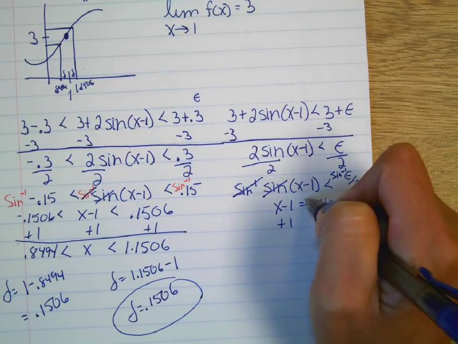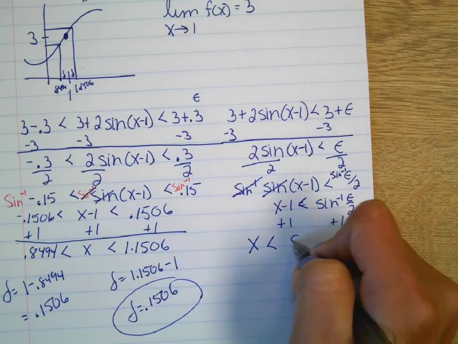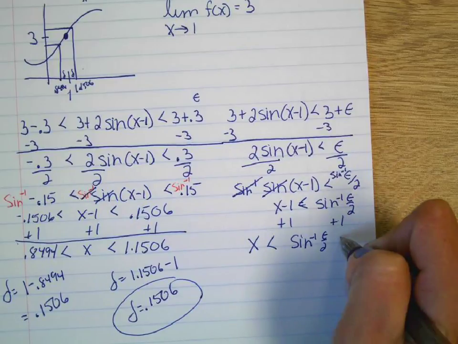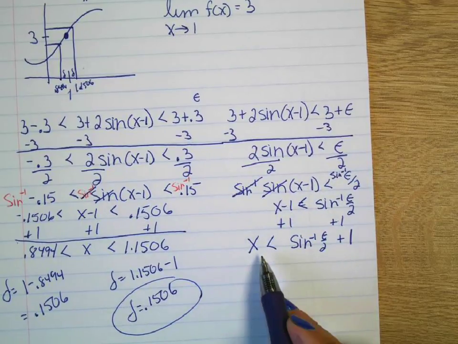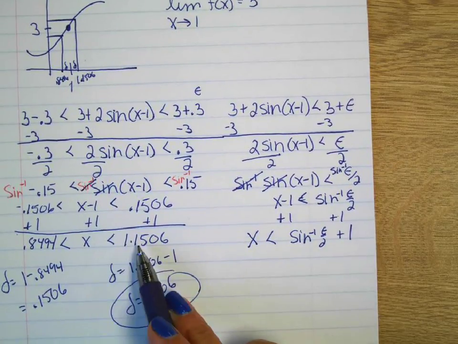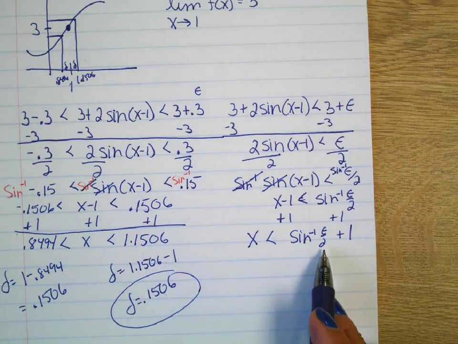So I get, I'll put an equal sign there, x is less than inverse sine of epsilon over 2 plus 1. Okay, again, I'm at x. I'm not to the delta yet. I took one extra step to get from this number to my delta, and it's right here. I took the time to write it out because it makes doing this part easier.